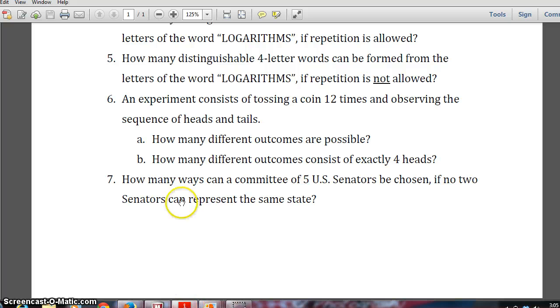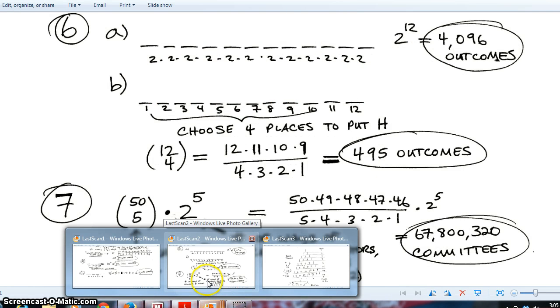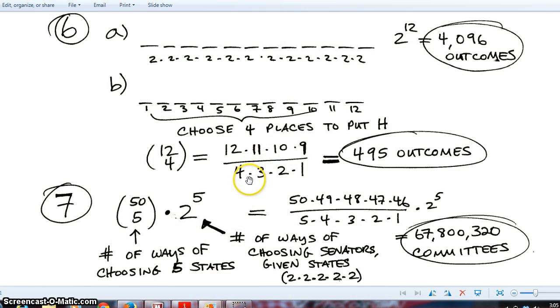Part B, how many different outcomes consist of exactly 4 heads? Okay, so this is actually a binomial coefficient. Because if you look at the 12 places, if you were to label them 1 through 12, deciding where the 4 heads go is really like saying put the numbers 1 through 12 in a bag and then select out 4 of those numbers. So choose 4 numbers out of the numbers 1 through 12. So that's 12 choose 4.